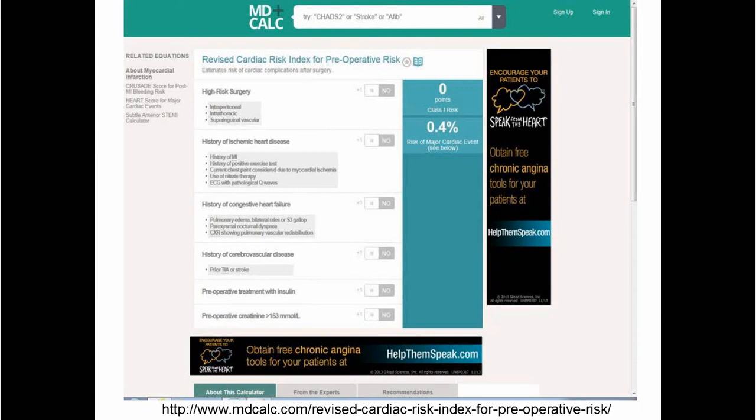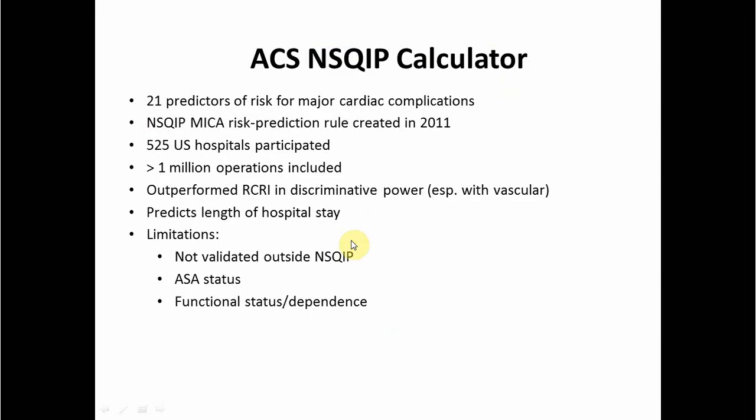Fortunately, we can use our mobile using the QxMD Calculate application on the Play Store, or using MDCalc on the website, to calculate simply the Revised Cardiac Lee Index. Simply we will answer yes or no for the 6 items, then the risk will appear here.